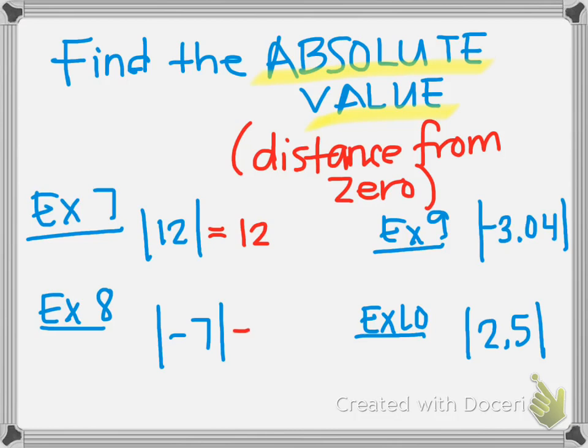On example 8, the absolute value of -7 is 7 spaces away from 0. On example 9, -3.04, the absolute value is 3.04. And example 10, the absolute value of 2.5 is 2.5. That's how many spaces away it is from 0.